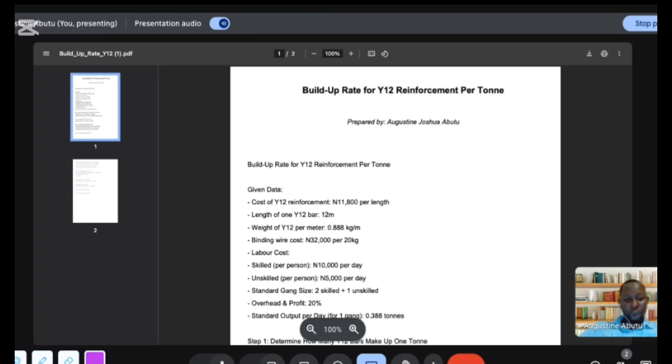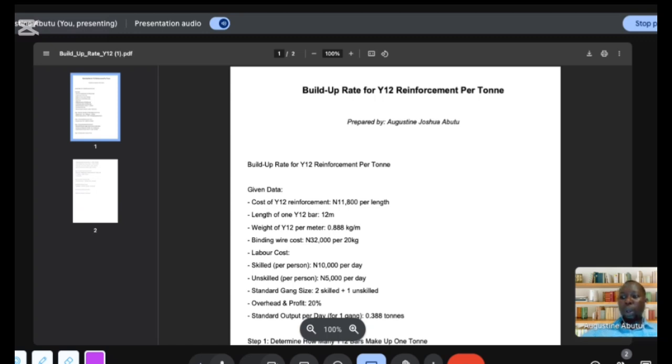11,800. The price might differ in your area, but I'm just saying as at today, the price for one length is 11,800 for Y12. 20 kg of a binding wire is 32,000 for 20 kg, right? Then for skilled labor, a skilled labor earns 10,000 per day. Unskilled labor earns 5,000 per day. Then we have our overheads and profits.